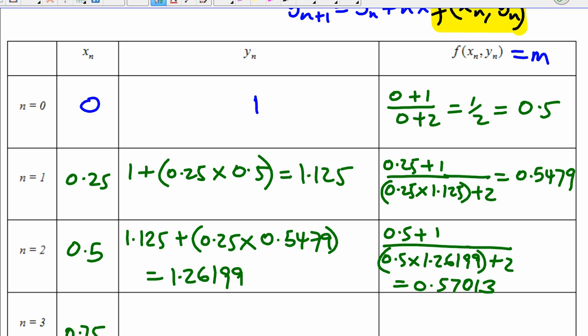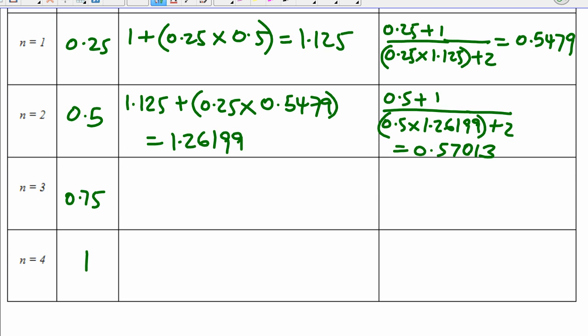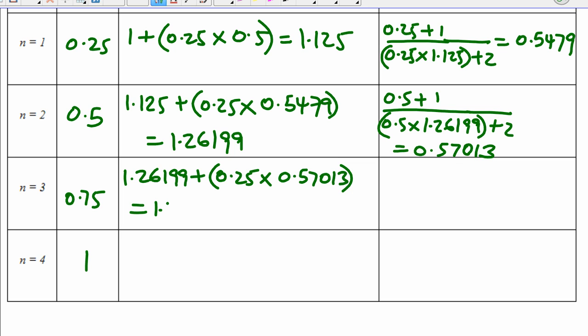And then what you're going to do next is take the previous value of y, which is 1.26199 plus 0.25 multiplied by the previous gradient, which is 0.57013. And what you end up with is 1.4045. Okay?